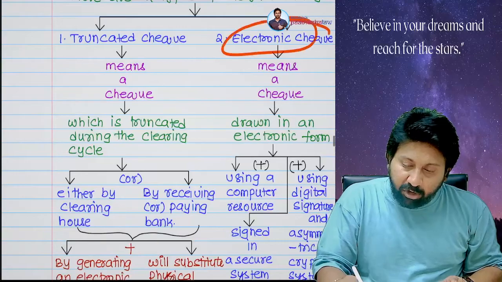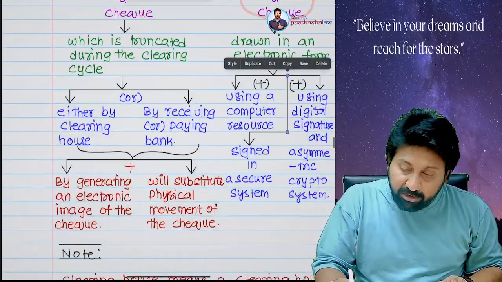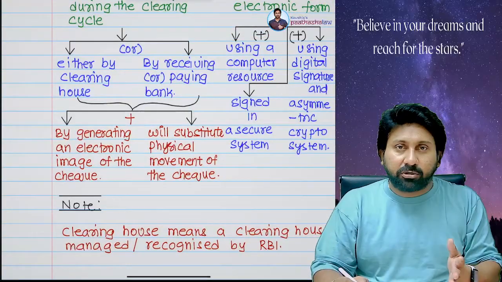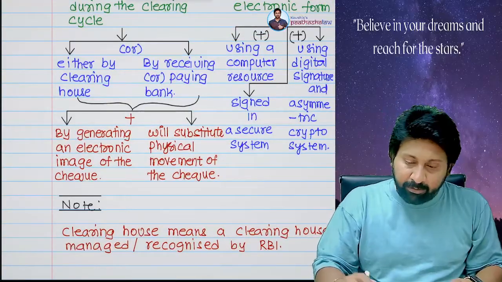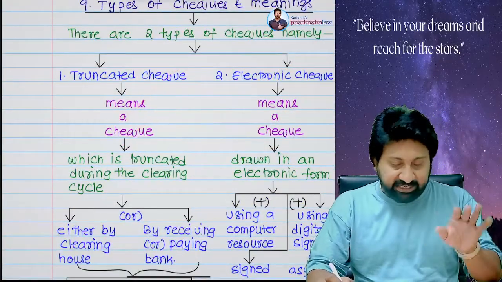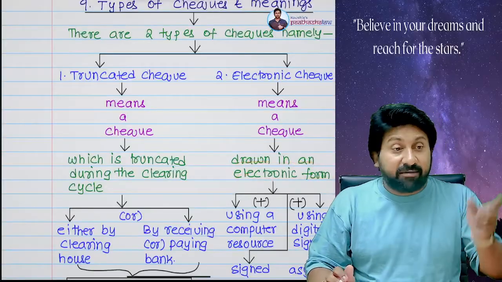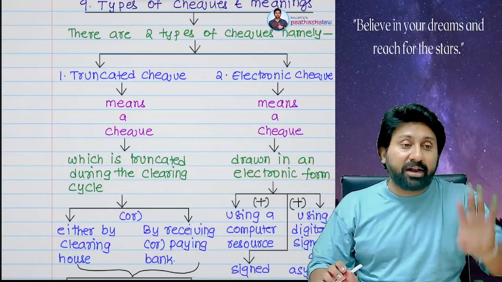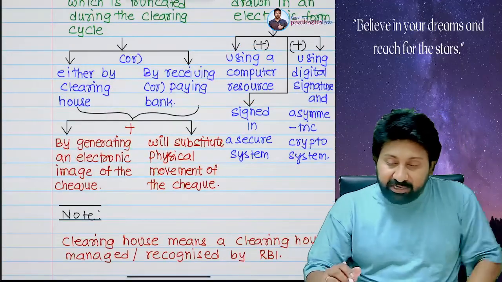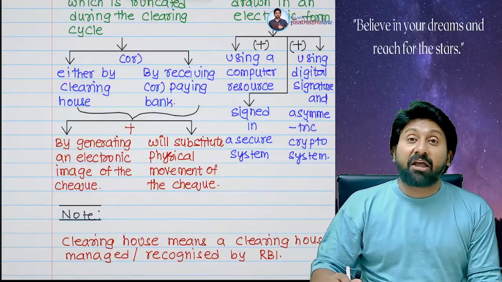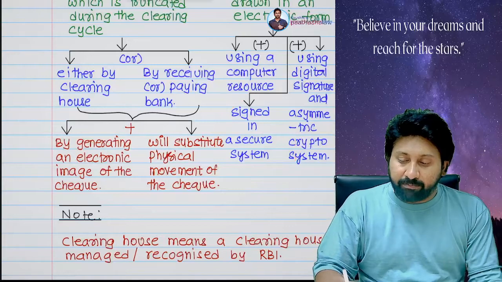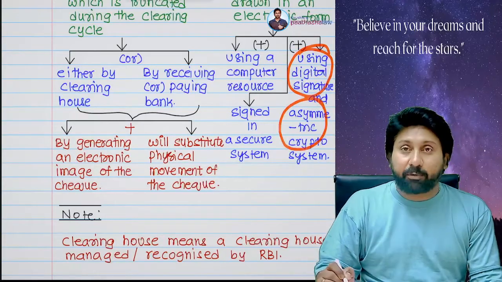Okay. An electronic check means a check drawn in electronic form using a computer resource. Computer resource means either a mobile phone or a system, anything. So the first one, an electronic check, is a check. A truncated check is also a check. Drawn in electronic form means from the beginning itself it will be drawn in electronic form using a computer resource. Very good. Okay, using a computer system. Next, that will have complete security. OTPs, everything will come, signed in a secure system using digital signature and asymmetric crypto system.